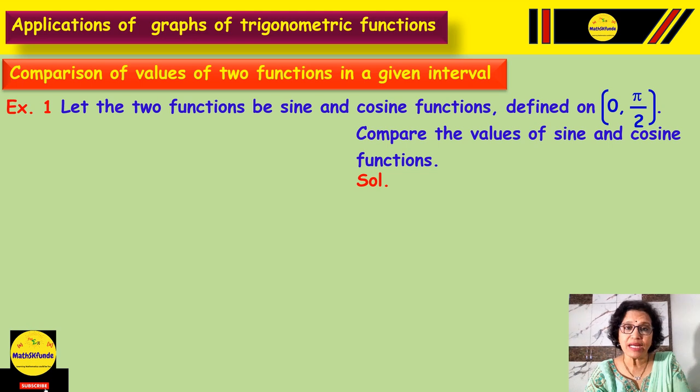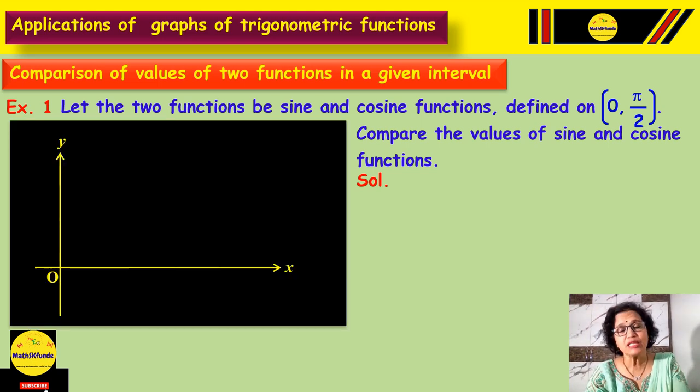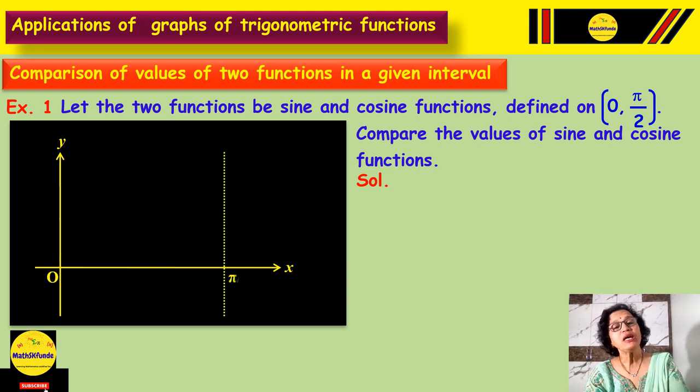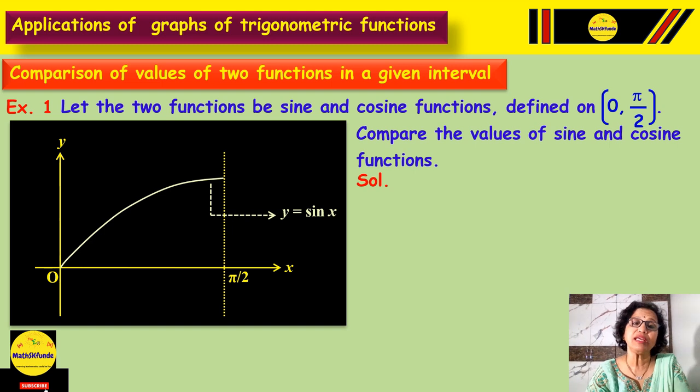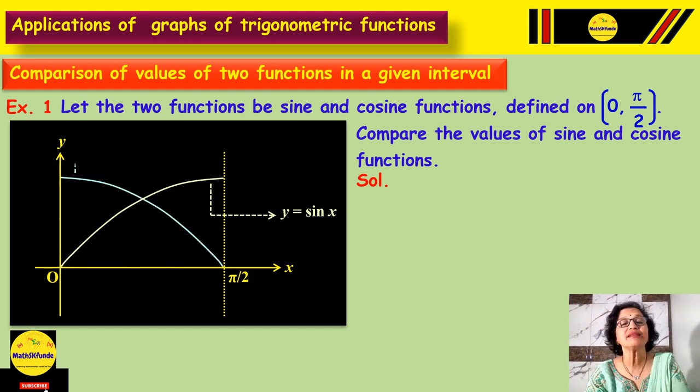How to start? As the topic of today's session suggests, it is the application of graphs of trigonometric functions. So I expect you to draw the graphs of y equal to sin x and y equal to cos x over the interval 0 to pi by 2. Mark pi by 2 and draw the graphs of sin x and cos x between 0 and pi by 2. So y equal to sin x and y equal to cos x is in front of you.